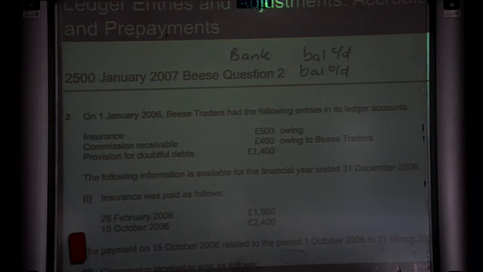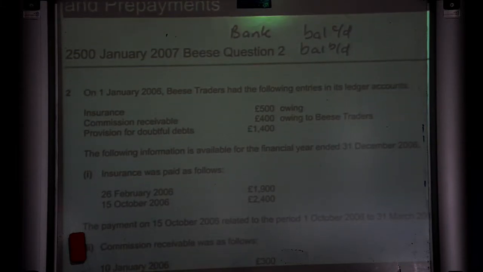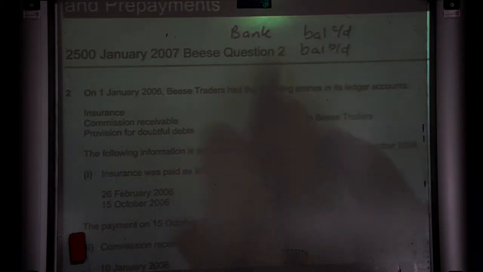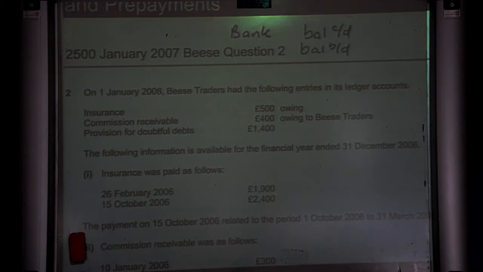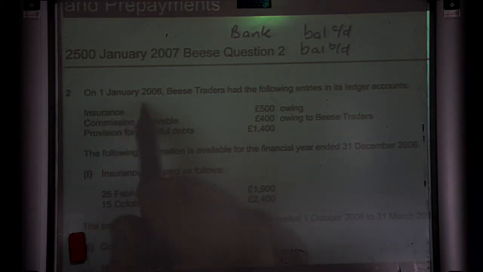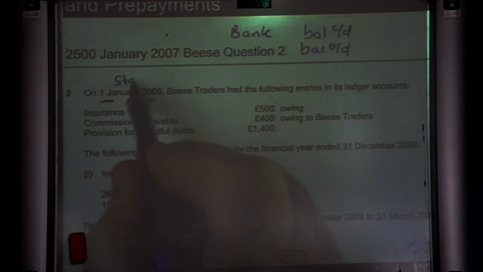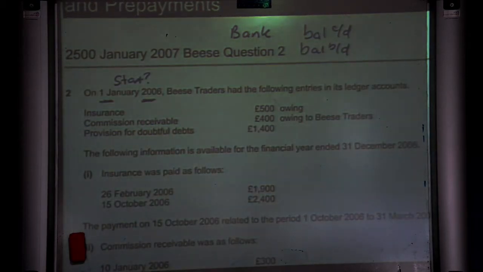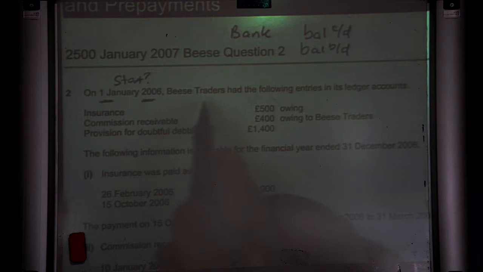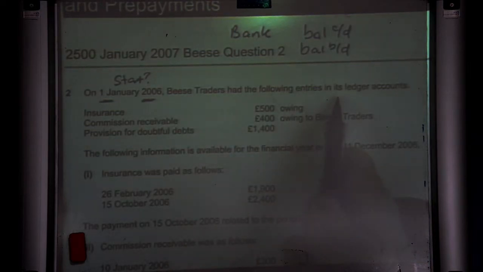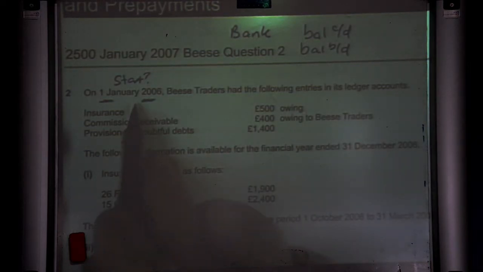Okay, I'm going to go through the question now, and I'm going to try and identify some key bits of information, and I hope you did as well, alright? Looking for the key bits that we talked about up there, BAL CD, BD, and bank. So here we go, on the 1st of January 2006, so straight away I'm thinking that that's the start of the year. Okay, I might be wrong, but I'm pretty sure that's the start of the year. Beese Traders had the following entries in its ledger account. Okay, so look at that, that is the start of the year.